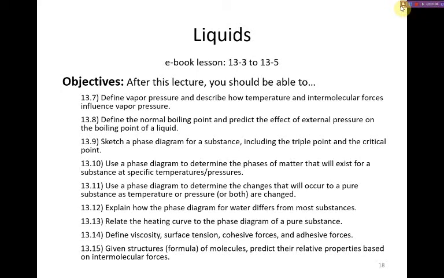In this video, we're going to learn more about liquids. We're going to talk about vapor pressure and boiling points. We're going to talk about phase diagrams and how they relate to heating curves. Then we're going to talk about various properties of liquids, including viscosity and surface tension, cohesive and adhesive forces, and how intermolecular forces are going to affect these properties. Alrighty, let's begin.